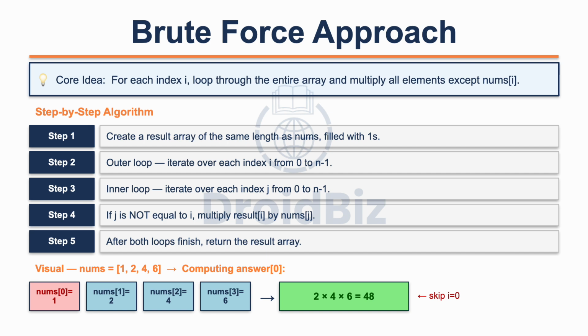For the array 1, 2, 4, 6, when we compute answer at index 0, we fix i at 0 and skip nums at 0, which is 1. We then multiply nums at index 1, 2, and 3. That's 2 times 4 times 6, giving us 48. We repeat this entire process for every single index. That means for an array of size n, we are doing n times n multiplications. Next, let's look at the code.